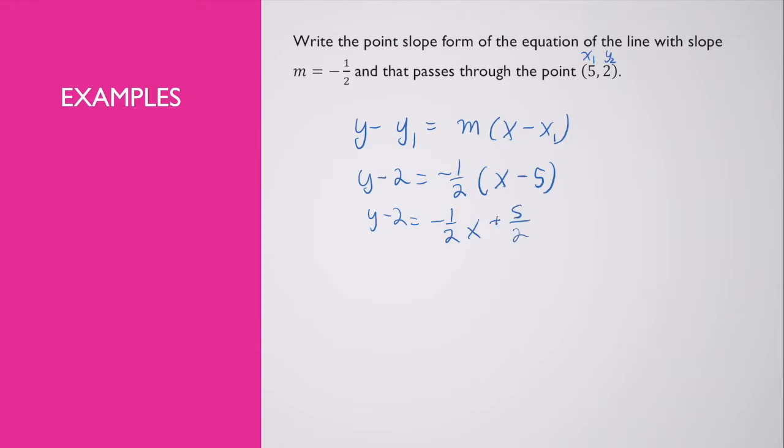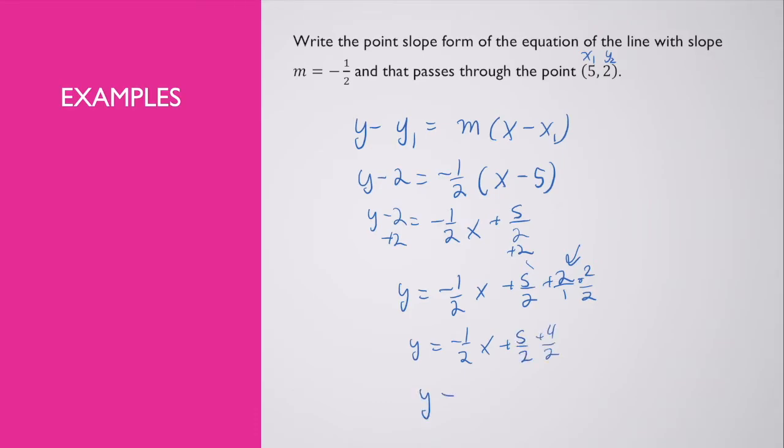We're going to add 2 to both sides. y equals -1/2 x plus 5/2 plus 2. How do I write 2 as a fraction with 2 in the denominator? Well, I multiply by 2 on the top and the bottom. y equals -1/2 x plus 5/2 plus 4/2. So my final answer is y equals -1/2 x plus 9/2.